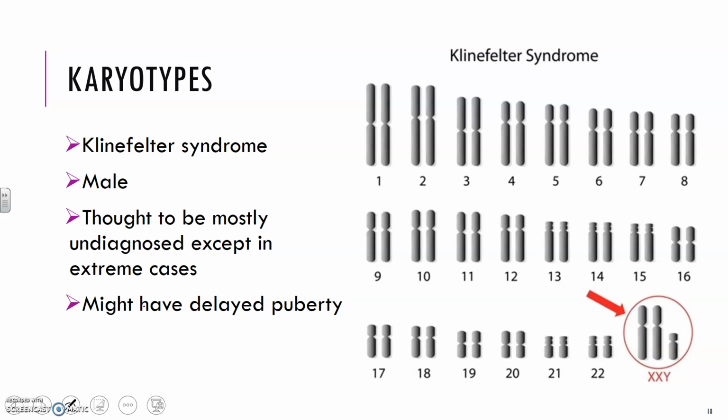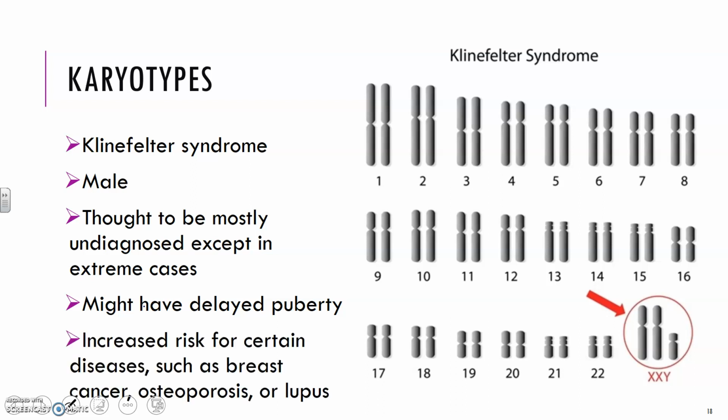chromosome. Nice thing about Klinefelter syndrome is that the males actually have less of a chance of having any sex-linked disorders. They also have the X inactivation in some places like a female would, and they also have two shots at getting the dominant allele. So, not necessarily a bad thing to have two X's and a Y. Though, they do have an increased risk for diseases such as breast cancer, osteoporosis, or lupus.